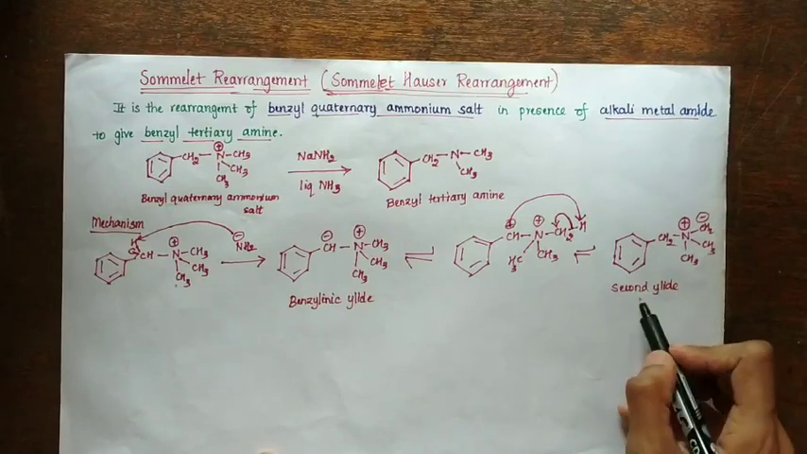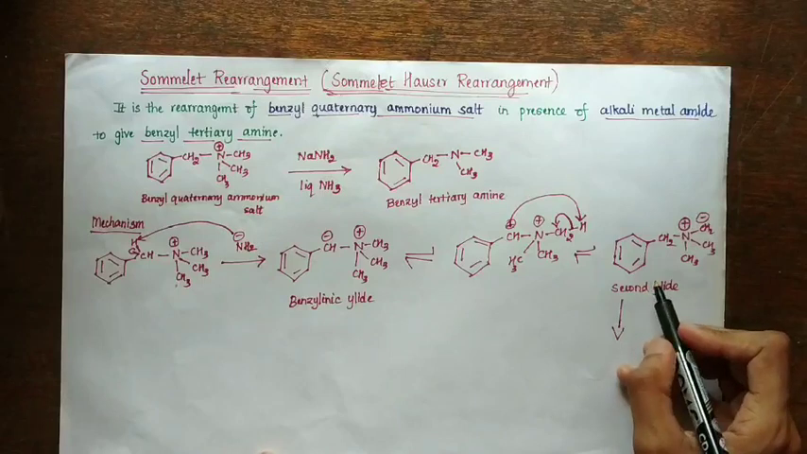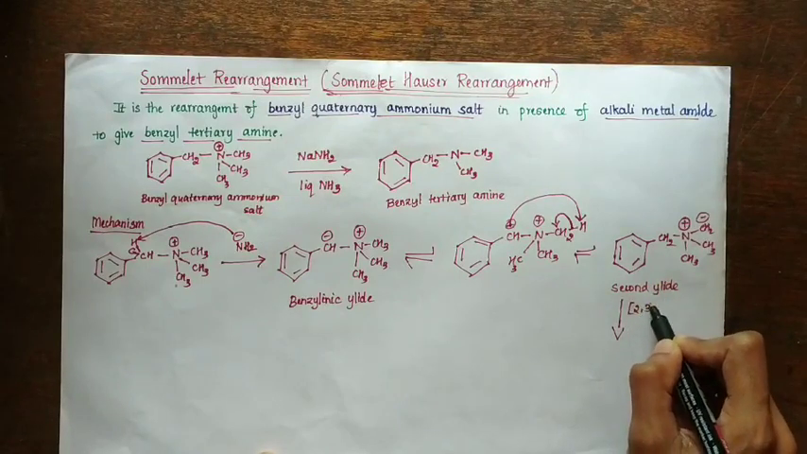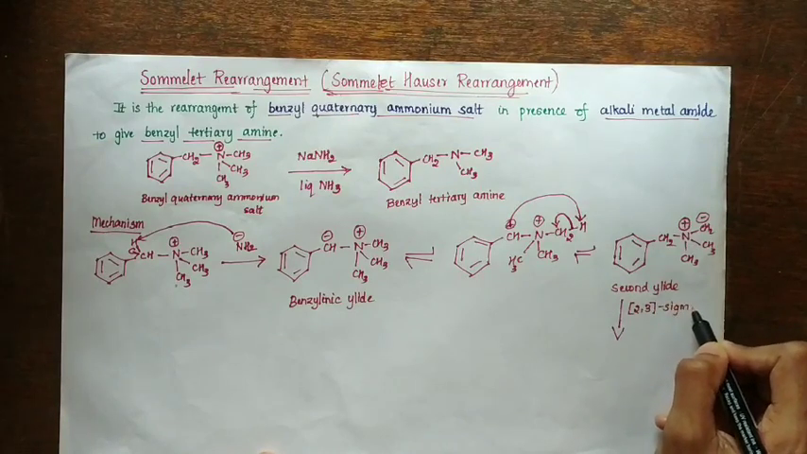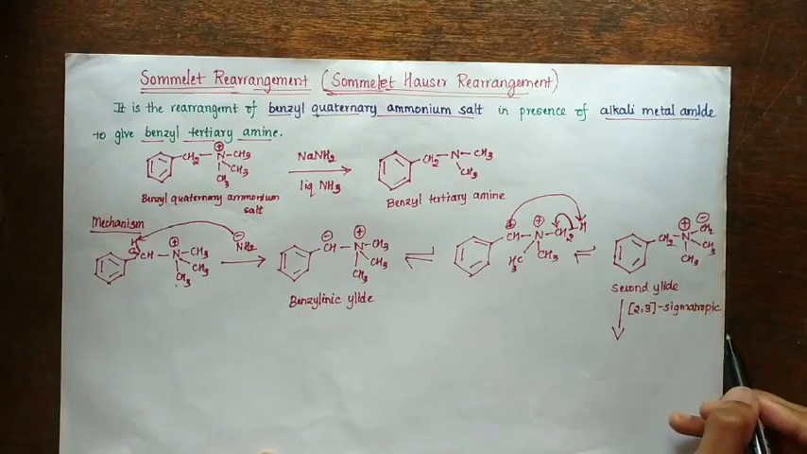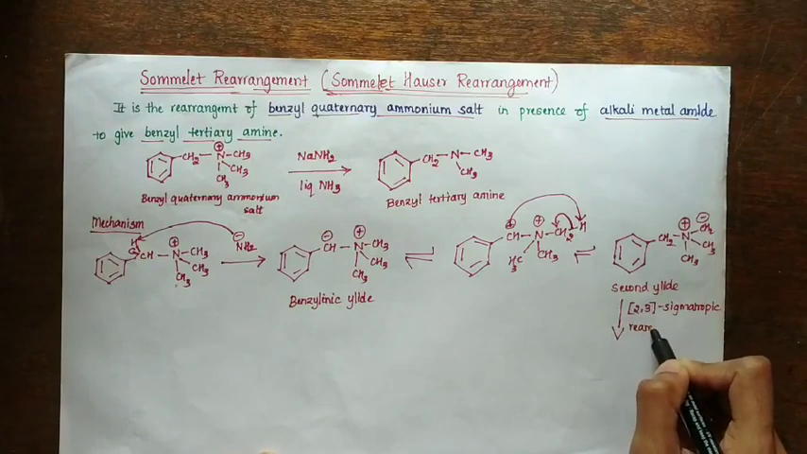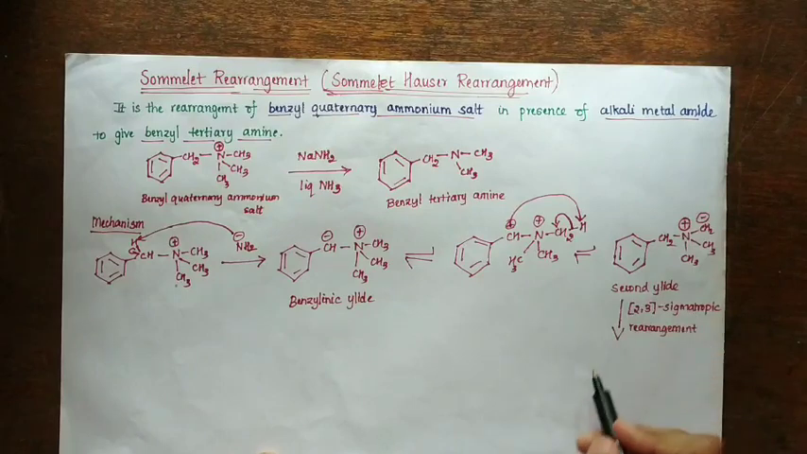And now this second ylide, it will undergo one rearrangement. It is called as [2,3] sigmatropic, you have to write in a square bracket, because there is movement of sigma bond here. 2,3 sigmatropic rearrangement. So that rearrangement will be like this.